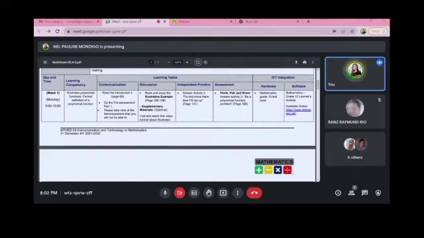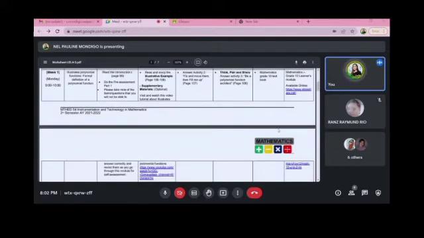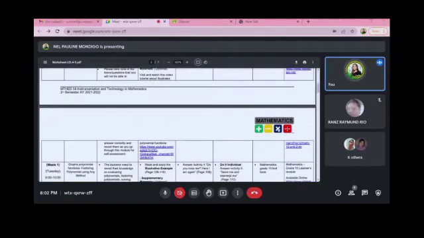For our ICT integration, the hardware is their own textbook in Mathematics Grade 10, and for the software, it is available online, the Mathematics Grade 10 Learners Module that is already attached in this learning plan.